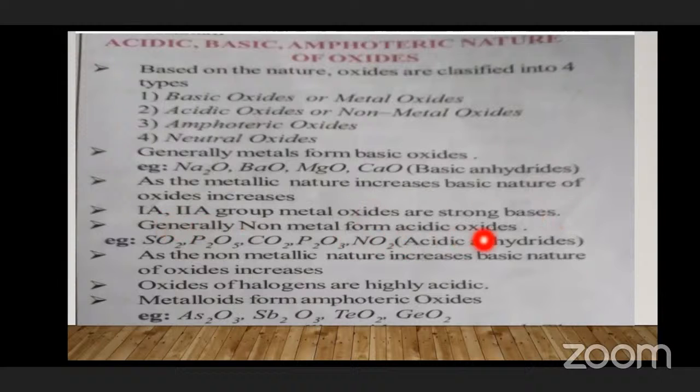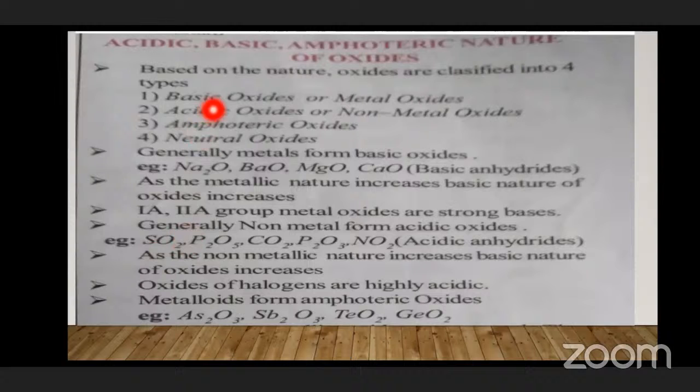Generally, non-metals form acidic oxides. See, acidic oxides are non-metal oxides. Non-metals won't get a positive charge, but sodium will get a positive charge and form a cation. But sulfur, phosphorus, carbon, nitrogen cannot form positively charged cations. So these are non-metals. They will gain electrons and get a negative charge. See, sulfur dioxide, phosphorus pentoxide, carbon dioxide, phosphorus trioxide, nitrogen dioxide. These are all non-metallic oxides. These non-metallic oxides are acidic oxides, but metallic oxides are basic oxides.